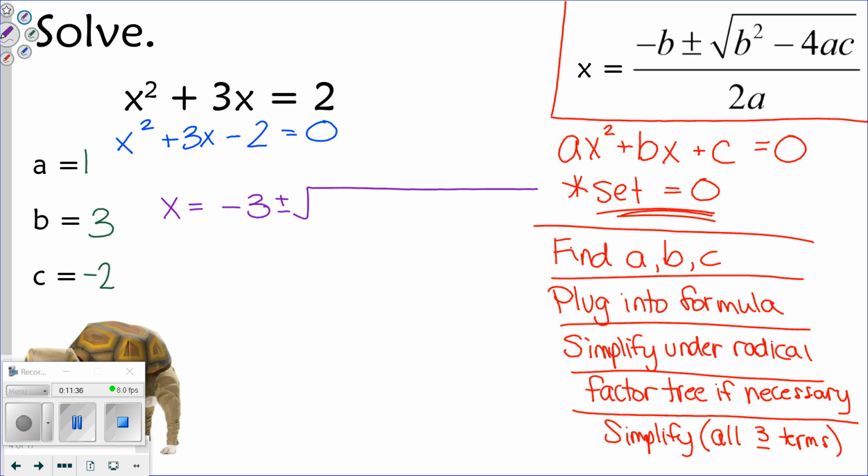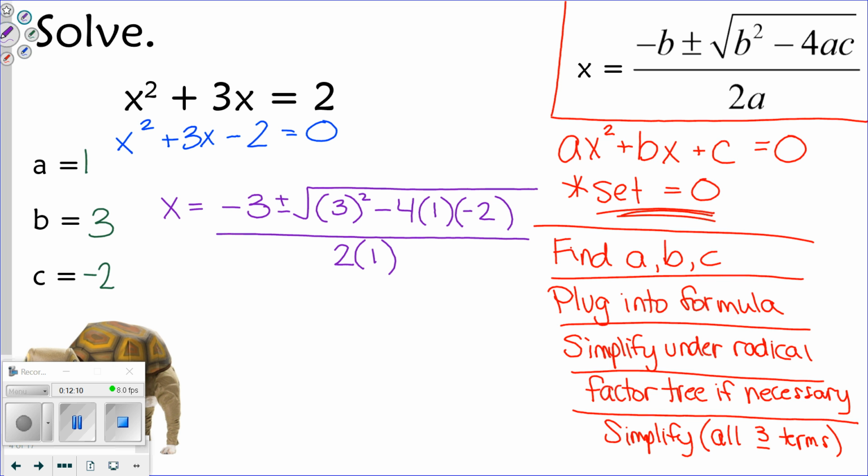Square root, make sure your radical is long enough. B squared, so my 3 squared. I'm going to get in the habit early to always throw that in parentheses so I don't mess up. Minus 4 times my a, which was 1, my c, which was -2, all over 2a. So 2 times my a value was 1. So I didn't do any math right there. I literally just plugged my numbers in.